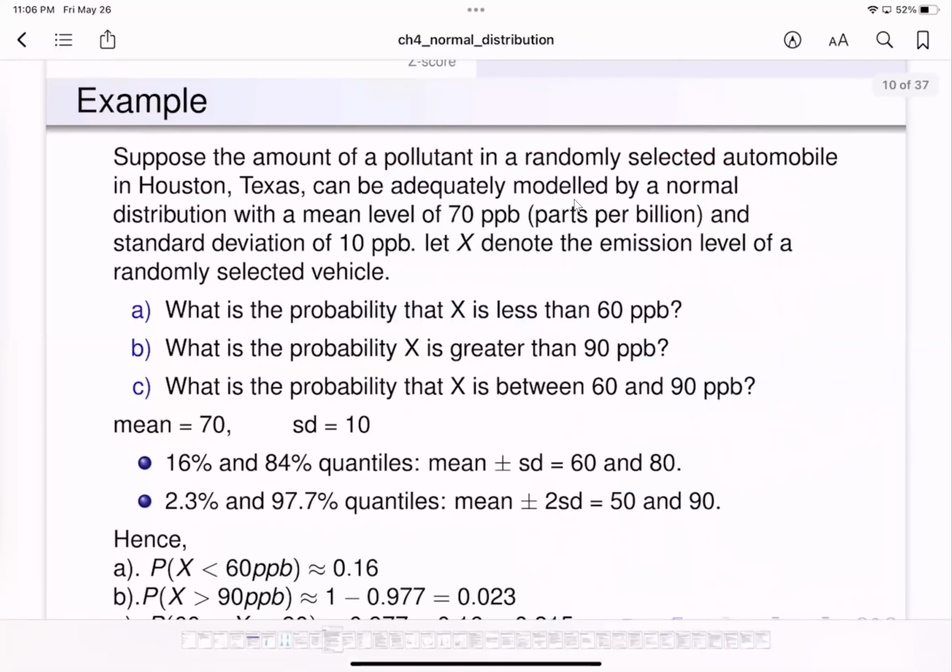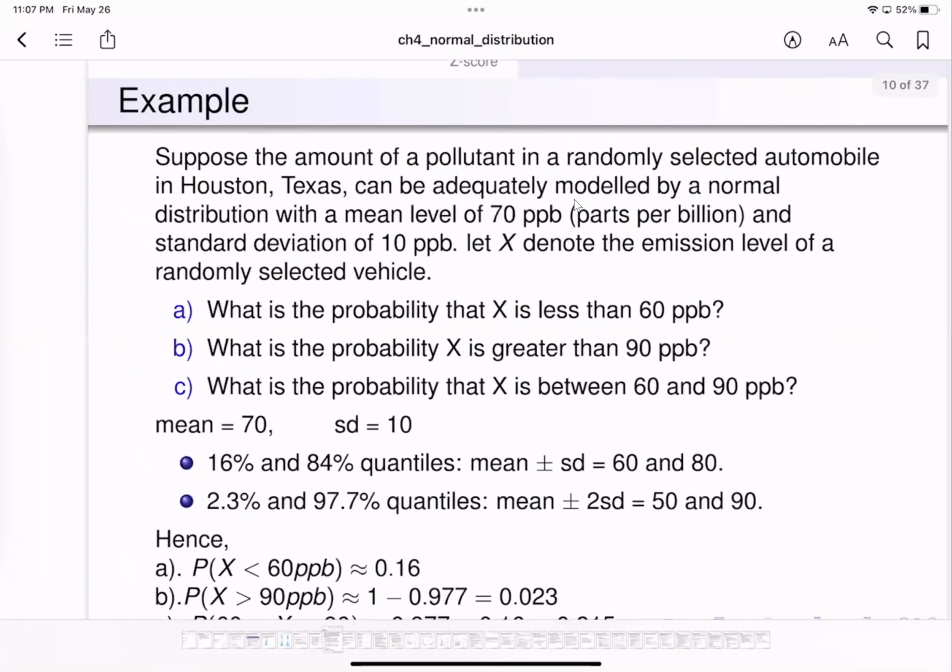Here's an example. The example is about the amount of pollutant in a randomly selected automobile in Houston, Texas. Suppose the amount can be modeled by a normal distribution with mean 70 parts per million and standard deviation of 10 parts per million. X denotes the emission level of a randomly selected vehicle. What's the probability that X is less than 60? For this question, we can think about how big 60 is compared to the mean. How many standard deviations away from the mean is 60?